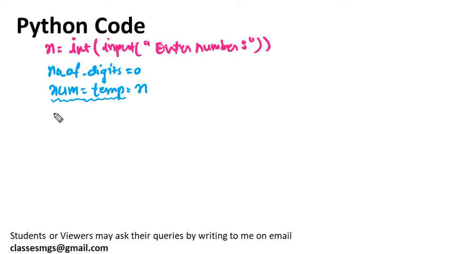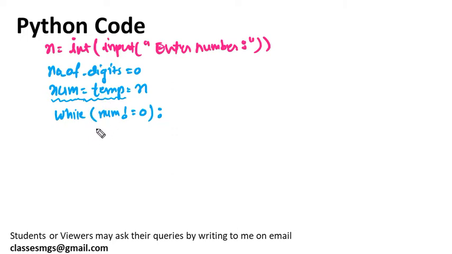So how to calculate the number of digits? I am going to apply the while loop here. So while n is greater than 0 or not equal to 0, you can say. Let's write not equal to 0. If greater than or equal to 0 will also work, but I have used not equal to 0, so let's write this only so that you don't get confused.